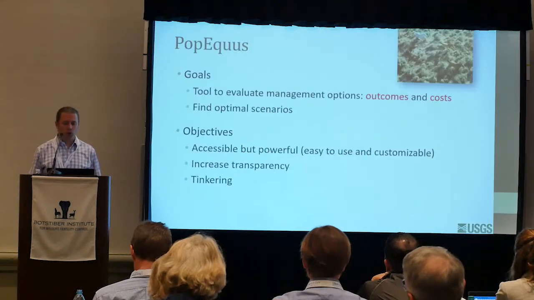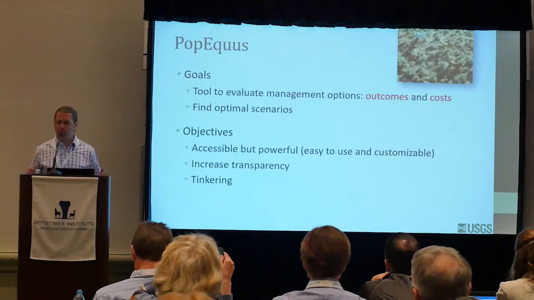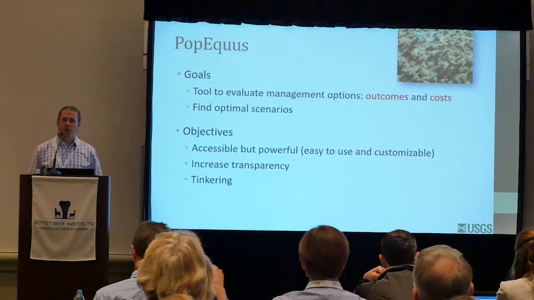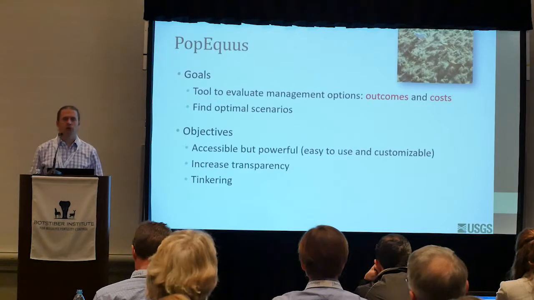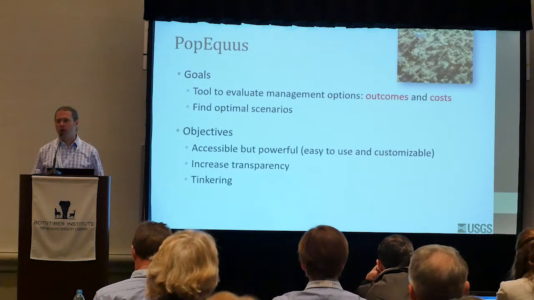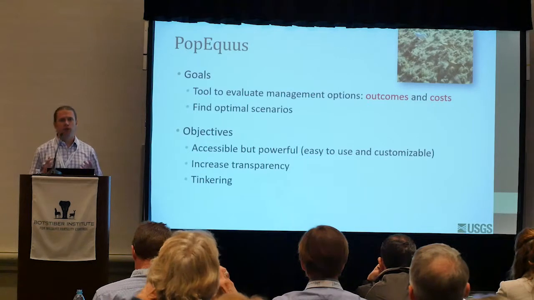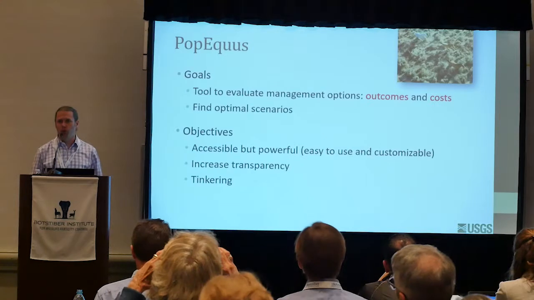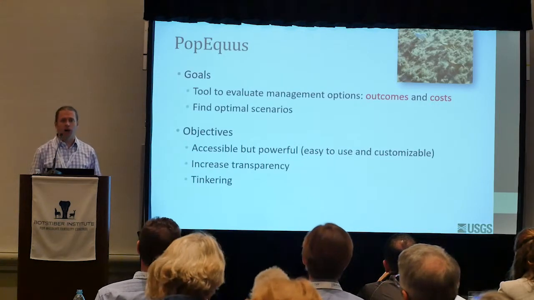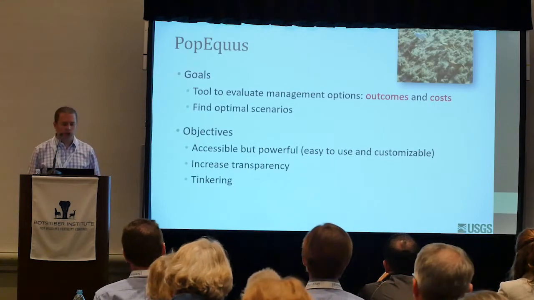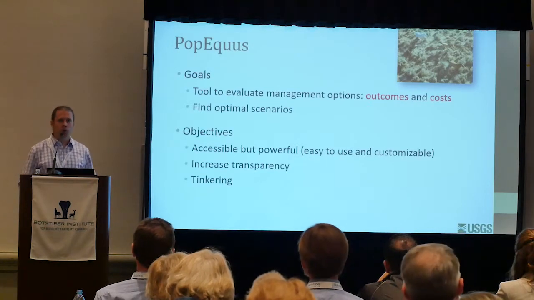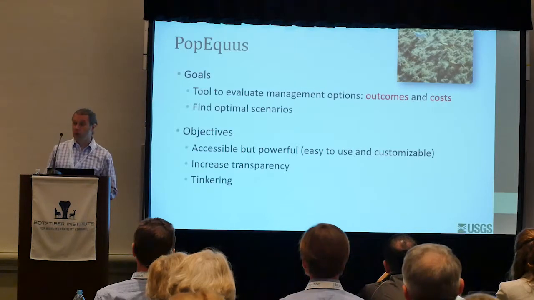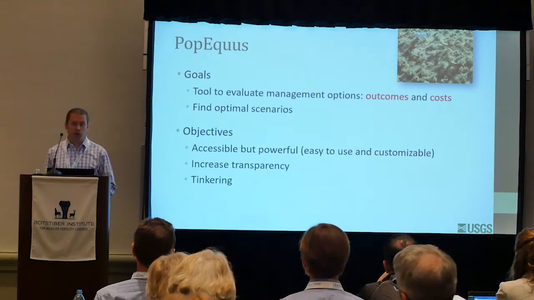So what we're calling this new tool is PopEquus. The pie in the sky goal is really to give managers a tool to evaluate outcomes and costs and to find optimized outcomes, enabling managers to have a powerful tool to optimize the different management scenarios. Where the rubber hits the road is we need to make it accessible but powerful. So it needs to be easy to use, but at the same time customizable and flexible.